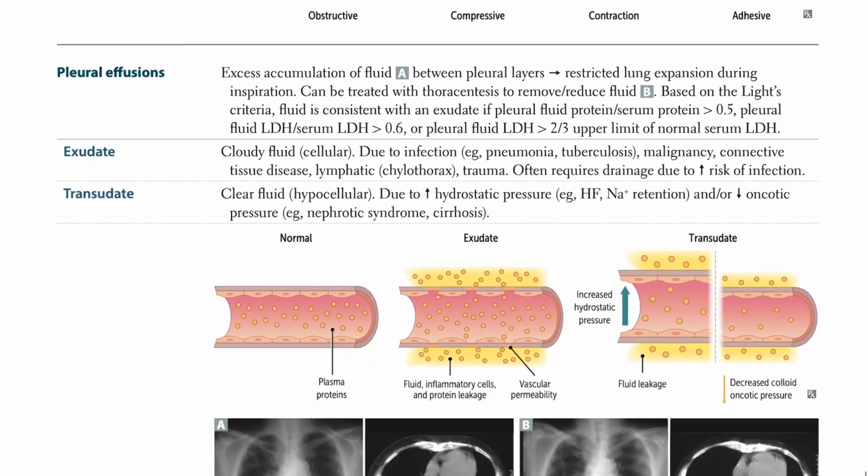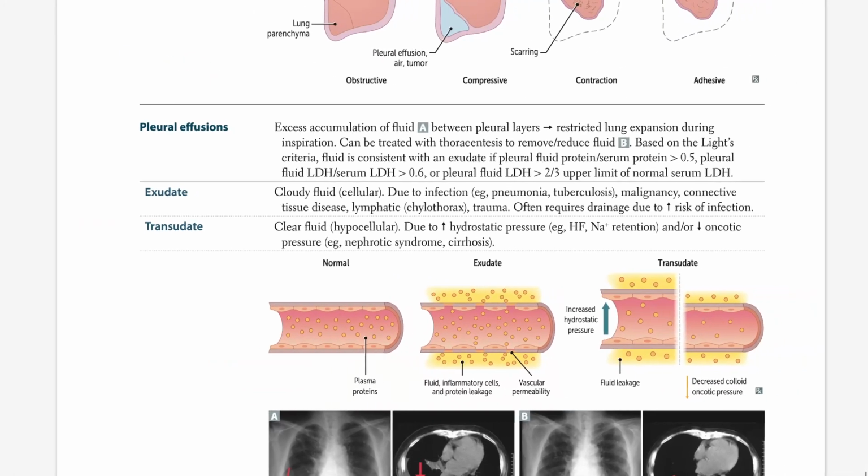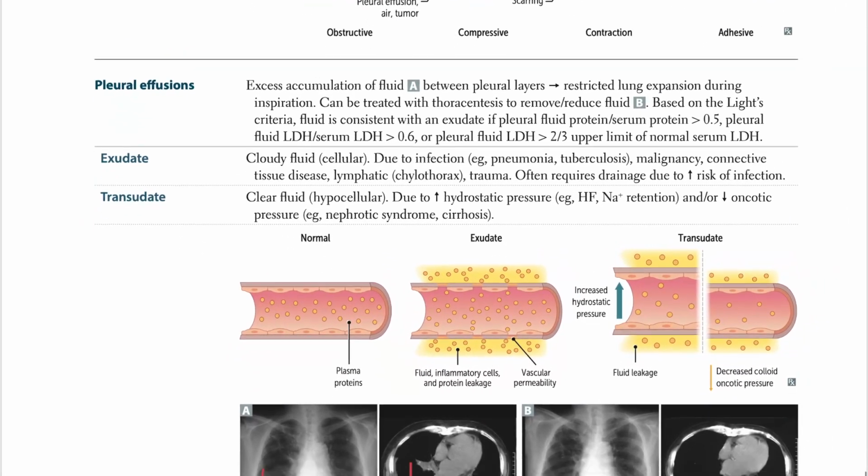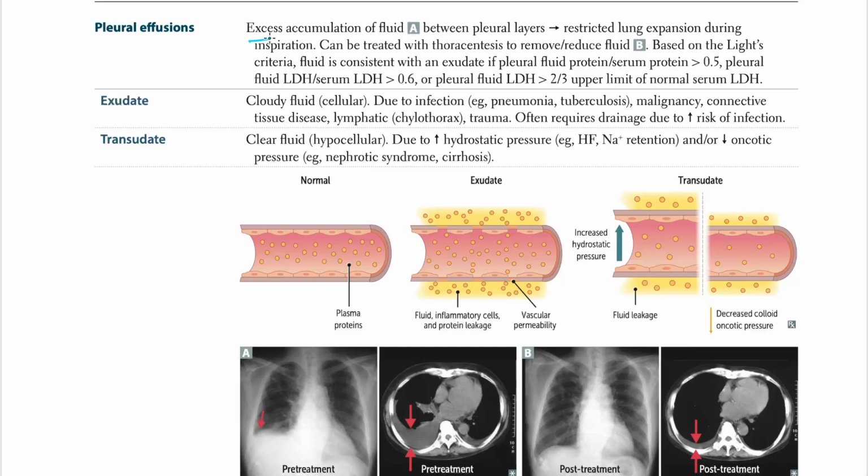Okay, moving on with the pleural effusions. Pleural effusion is excess accumulation of fluid between the pleural layers, which causes restrictive lung expansion during inspiration. It can be treated with thoracentesis to remove the fluid based on Light's criteria. Fluid is consistent with exudate if the pleural fluid protein to serum protein ratio is greater than 0.5.